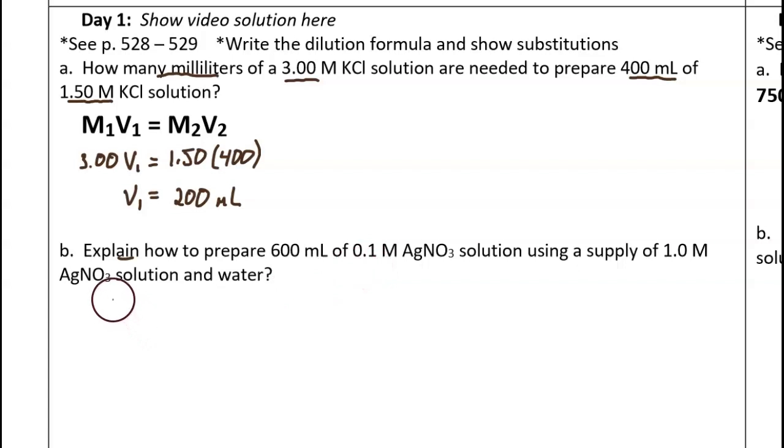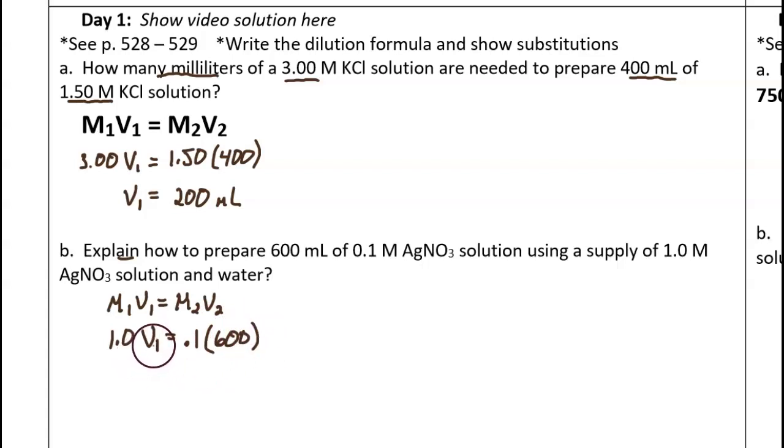For a dilution problem, write the dilution formula. M1V1 equals M2V2, and make the substitutions. Molarity number 1 is 1.0, and what we don't know is how much of that solution we should use. Molarity number 2 is 0.1 molar, and we're told we want to create 600 milliliters of that solution.